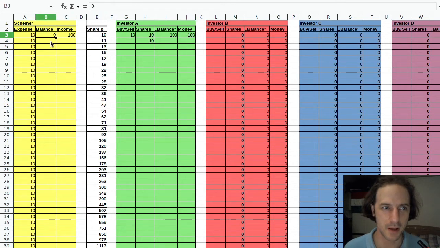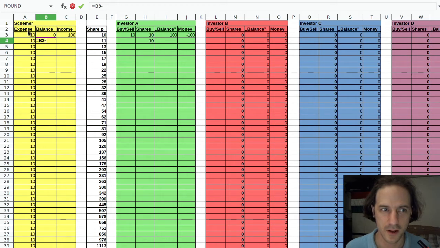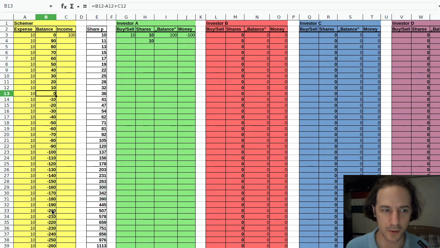So my schemer starts with 0 money, and every month they have to subtract the previous month's expenses, and they also get to add the previous month's income. So this is how it will go down. So you can see that there is no real business that would create value behind this scheme. There are only expenses. There are no other incomes than what comes from the investors.